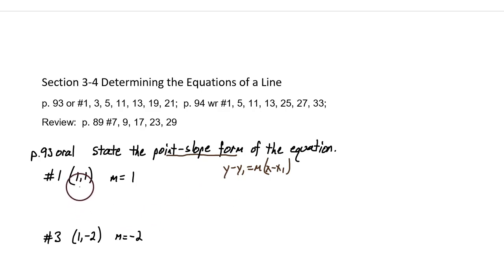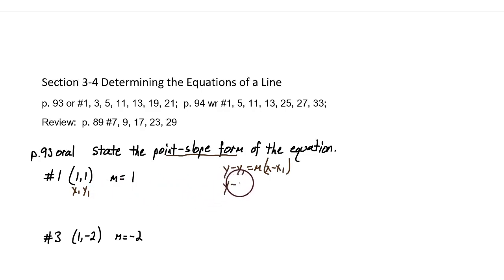In question 1, we are given a point that is on a line. The coordinates of that point are the x1 and the y1 in the point-slope formula. We're also given the slope of the line. To describe how it's angled on the paper, we're told m equals 1. The letter m is in the point-slope formula. So let's substitute these three values into the proper spots in the formula.